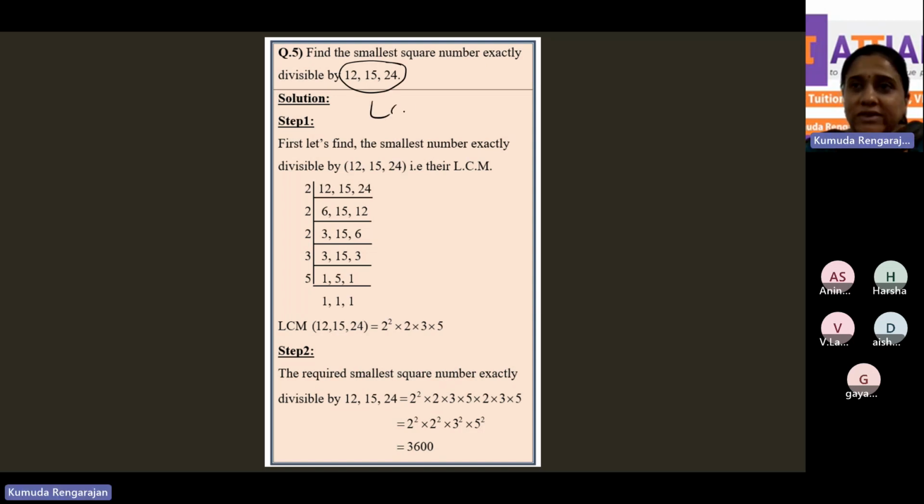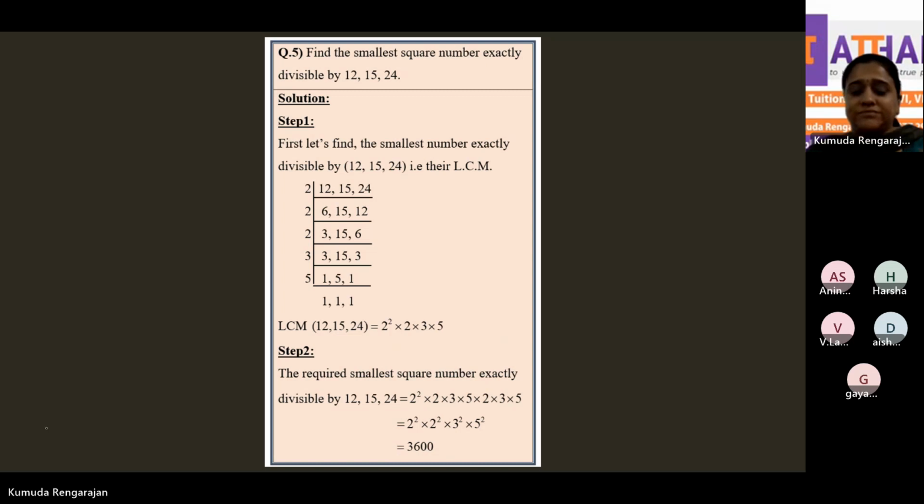So you need to first find the LCM. To find the smallest number, you should find the LCM. This is the LCM. Now to convert that smallest number to the smallest square number, you need to multiply the LCM with one more 2, one more 3, and one more 5. So when you do that, you get 3600 and this is the required number. All right, children?